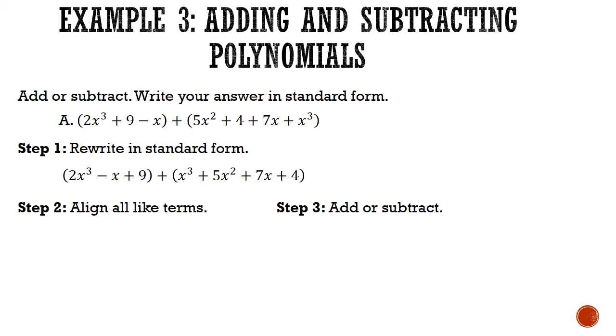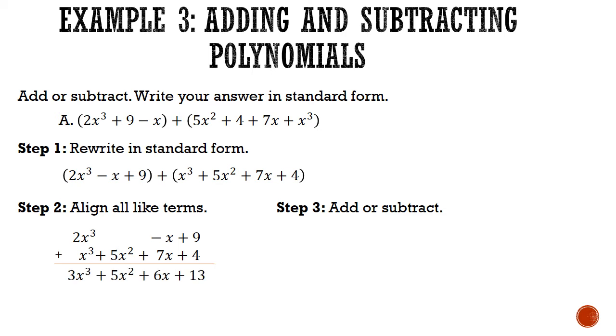Now we want to align all the like terms. You notice for the top one, my 2x cubed polynomial, I did not have an x squared term, so I'm going to leave it blank, or if you want to fill in a 0 there, you can. I need everything to align. Now, since it's adding, I'm going to add them together. I'm going to take my terms that are similar, so 2x cubed plus x cubed is 3x cubed.